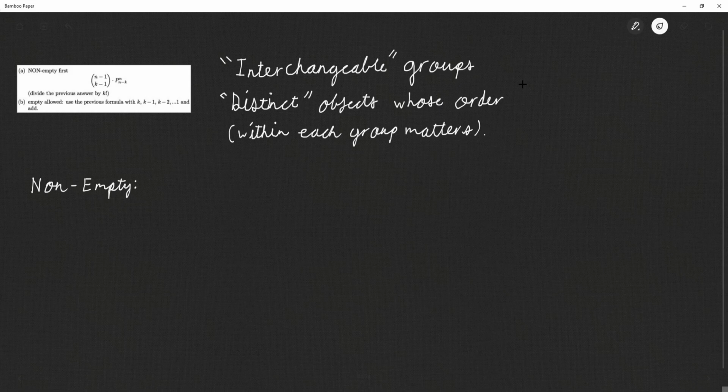Now we have the interchangeable groups with distinct objects whose order within each group matters. So this is just going to be an add-on to the last interchangeable groups that we did, because the only difference here is that instead of having all the objects be the same, these objects will be able to be told apart. So the first thing we're going to do is non-empty, which follows kind of the same formula as our distinct groups with distinct objects. However, instead we're going to multiply it by the permutations of n permute n minus k.